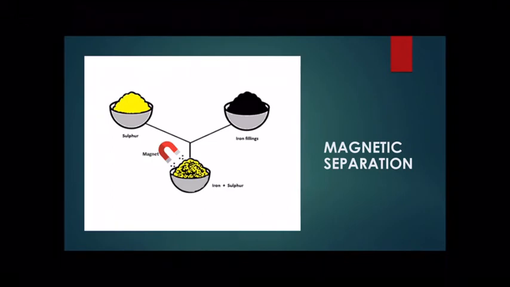So what they do is they take a huge electromagnet using a crane, and they take it to the dump ground, and when the magnet is brought near the dump, the magnetic substance like iron gets attracted to the magnet, and hence they get separated from the waste material or the sewage or the dump.